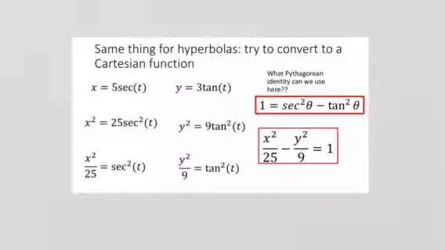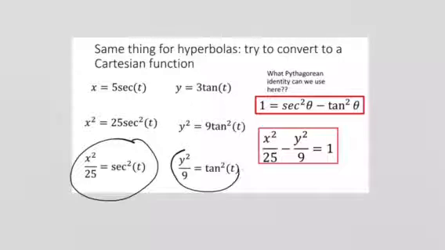So we have 1 equals secant squared minus tangent squared. That is a true Pythagorean identity. And since secant squared we determined equals x squared over 25, and tangent squared equals y squared over 9, we can just plug those in here. And now we have our Cartesian form with just x and y. x squared over 25 minus y squared over 9 equals 1.